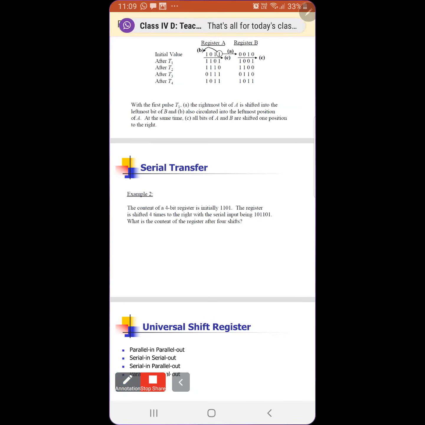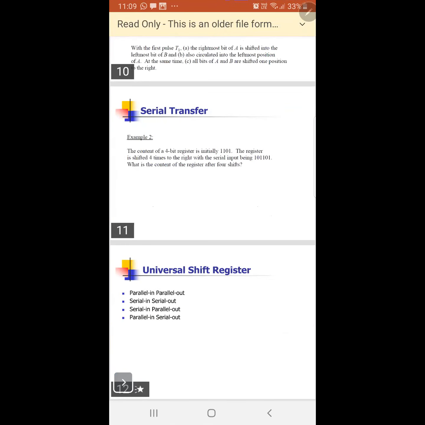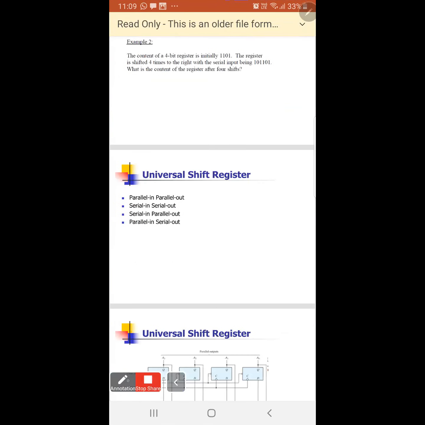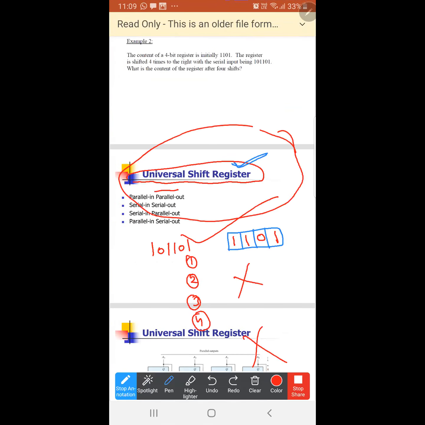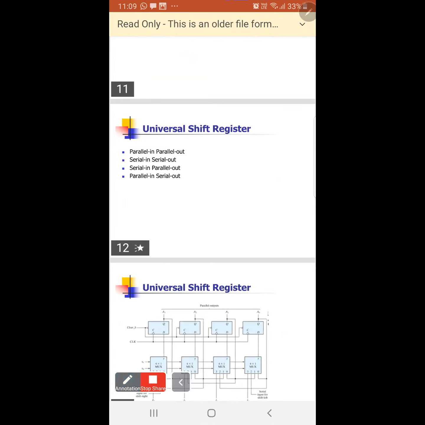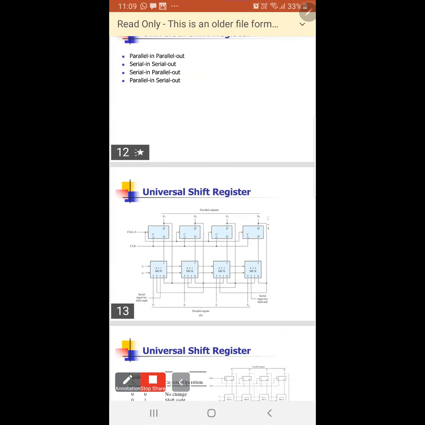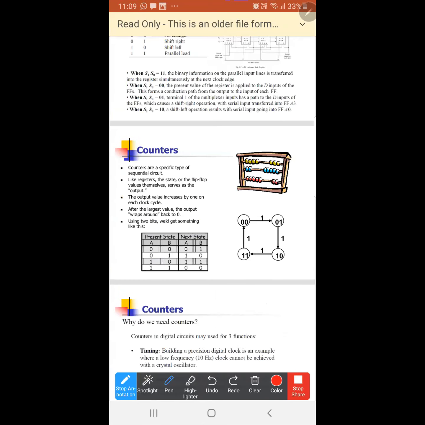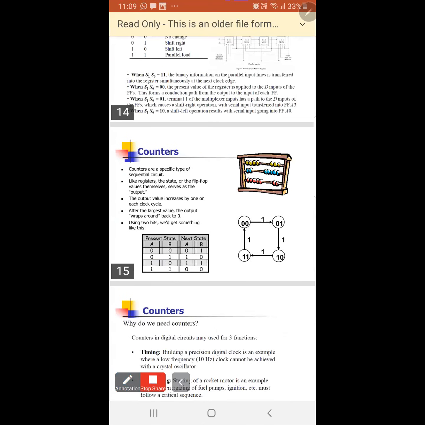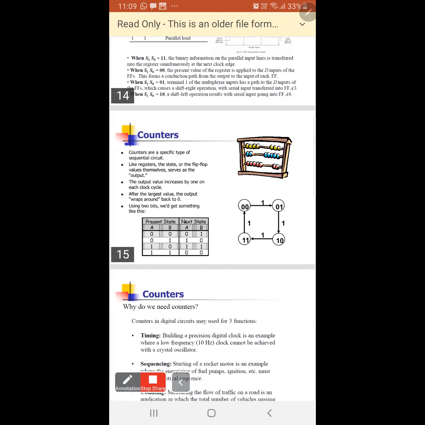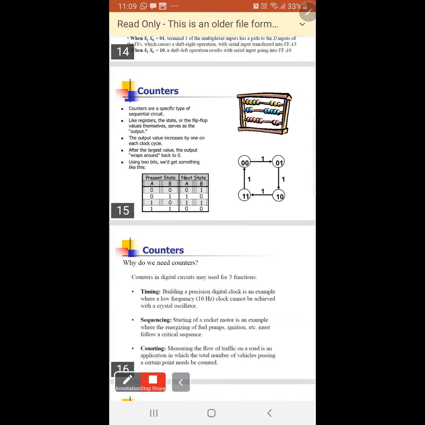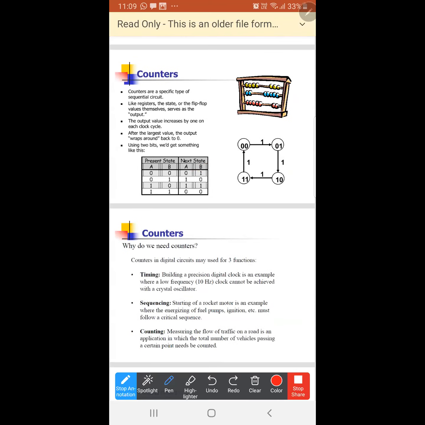Now, girls, we have done the registers. No need to do this. No need to do this. I mean, no need to do this. Now start the counters. So we need to learn this counter now. Very important topic and very interesting also.